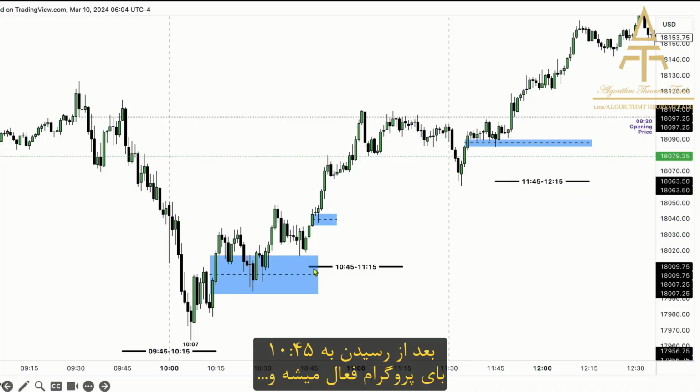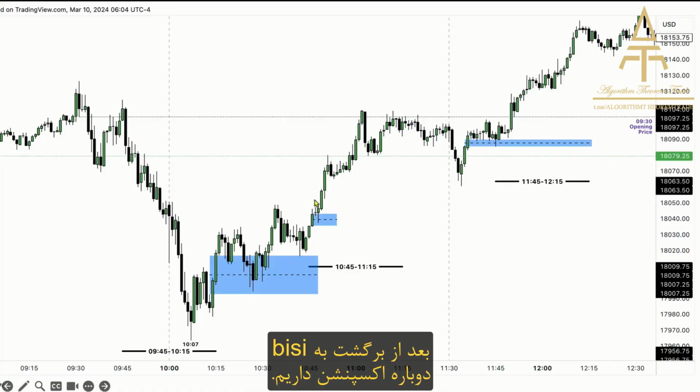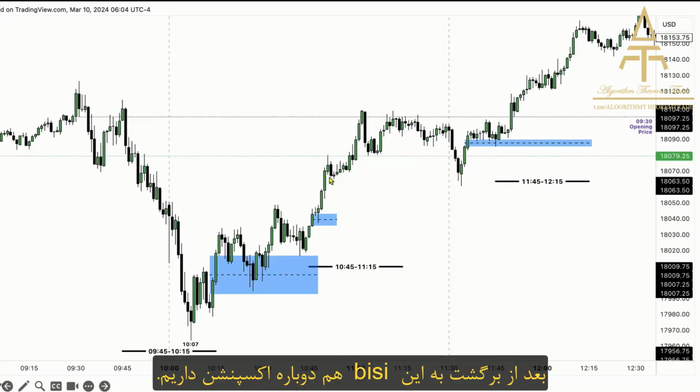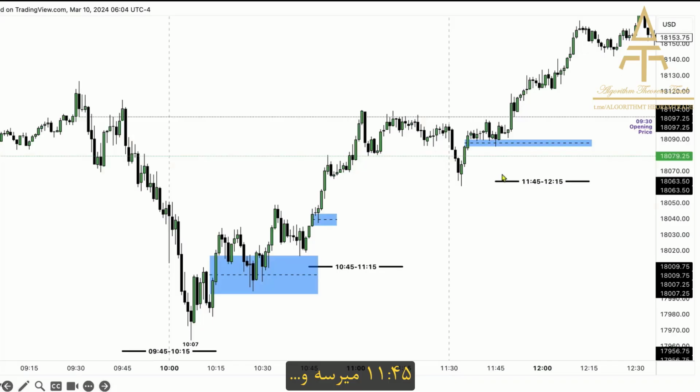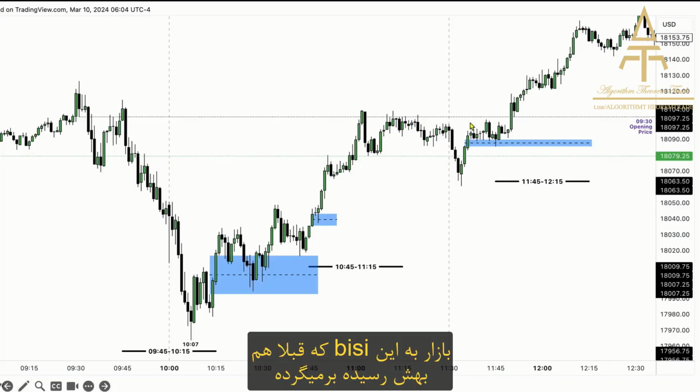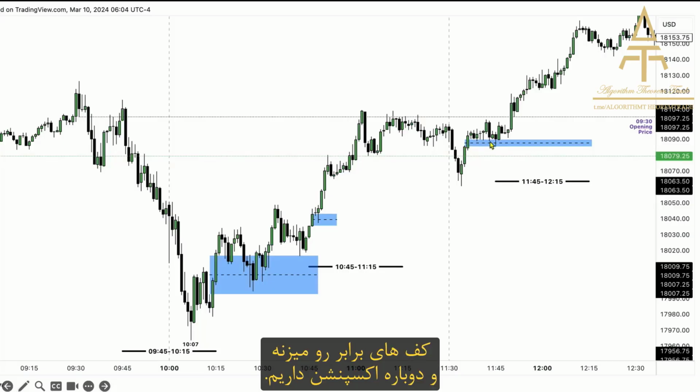Then 10:45 comes along. Market begins a buy program. BC forms, it retraces, there it goes, expand. New BC forms right here, market retraces, begins to expand slowly. 11:45 comes along. Market retraces into this BC that it already traded into prior. Purchase relative weak lows, boom, there it goes, begins to expand.